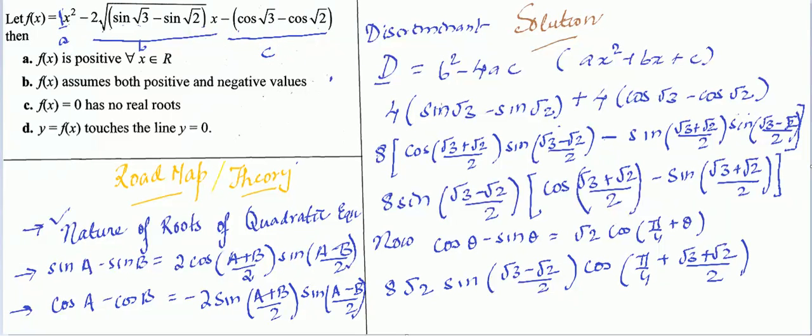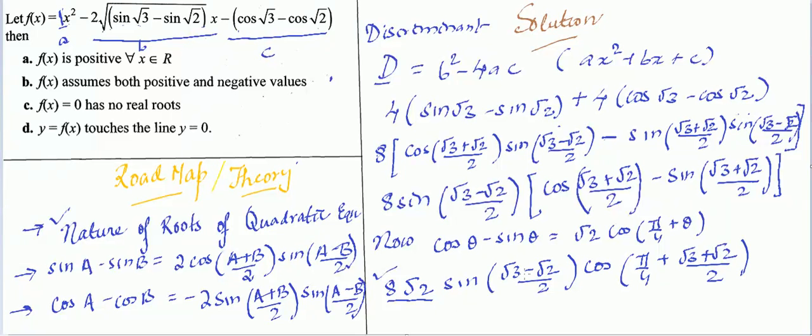So when we evaluate b square minus 4ac, I will not go into the calculation part. This term boils down finally to this expression. Now from this expression I need to find out whether my discriminant is positive or negative. Let's analyze term by term. 8 root 2 is definitely a positive term, there is no doubt about that.